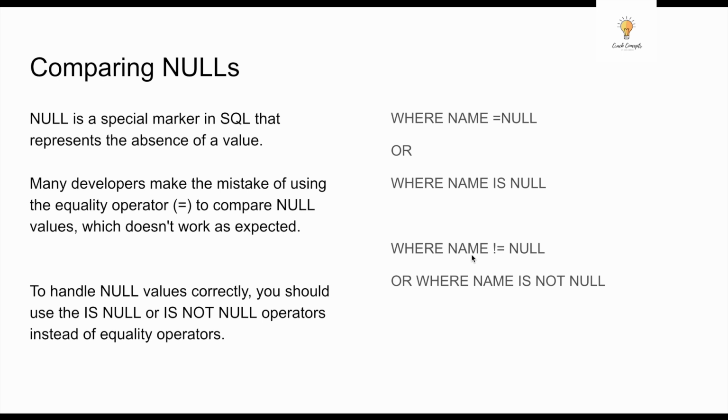Same goes for not null also. You do not write where that particular column is not equal to null. Instead, you write where that particular column is not null. So this one is correct. This is how you can handle null values correctly. Do not use the equality operator, but instead use is null or is not null.